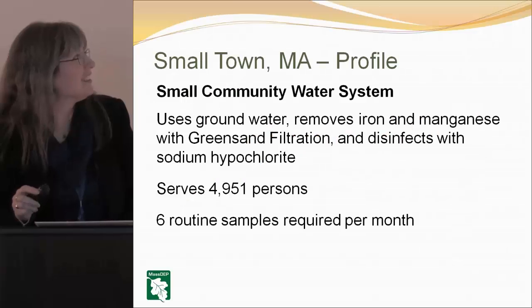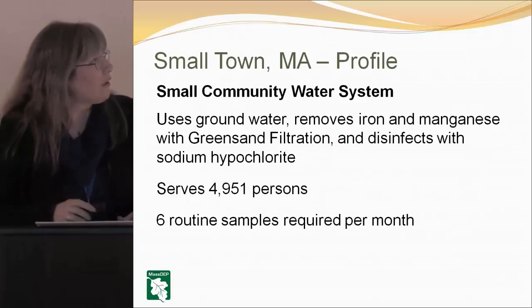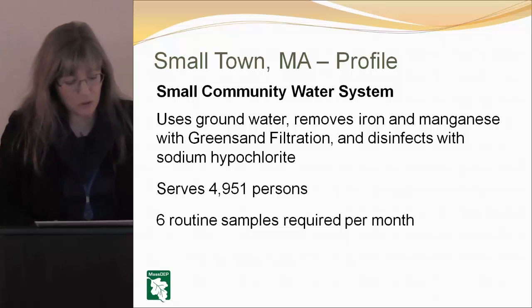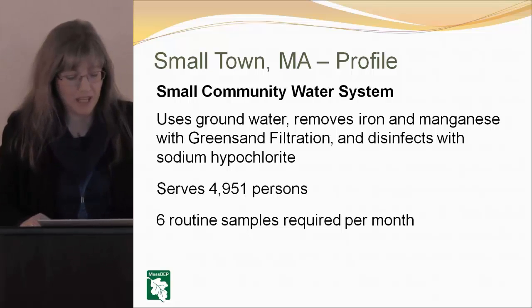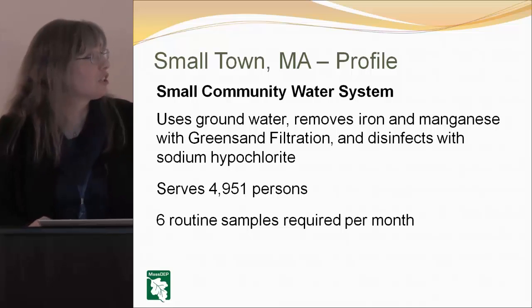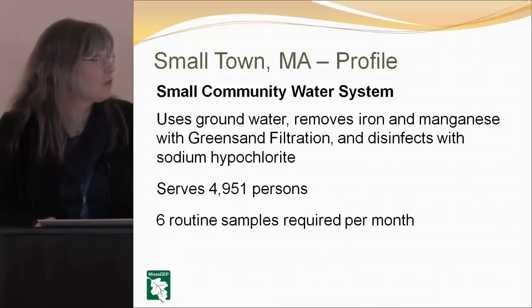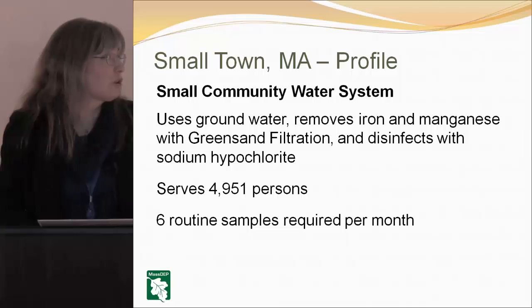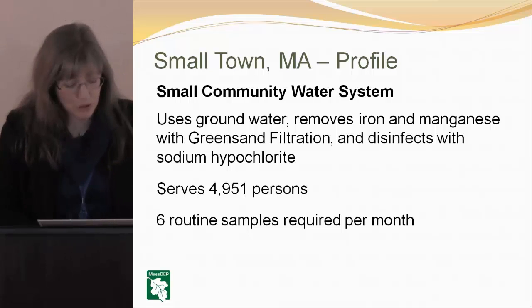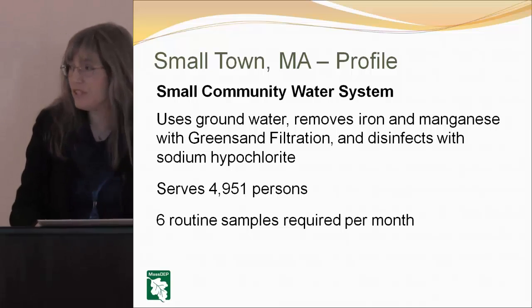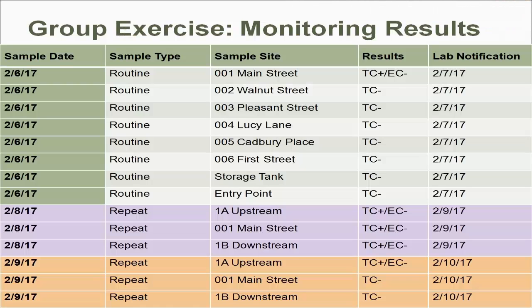Small town Mass. You have a small community water system that uses groundwater. They remove iron and manganese with a green sand filtration, and they disinfect with sodium hypochlorite. They serve 4951 persons. They take 6 routine samples per month, and they go out and they take some samples in order to give themselves sufficient time to take repeats in the event of a positive coliform sample.